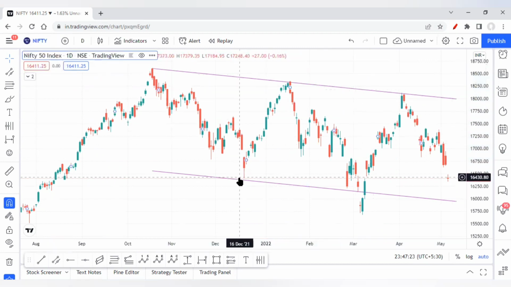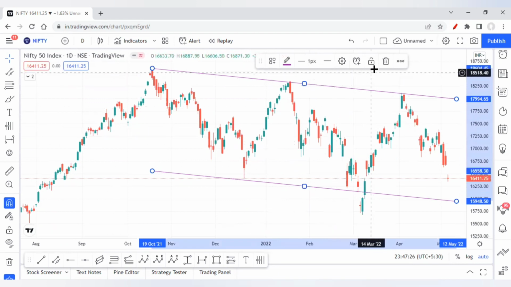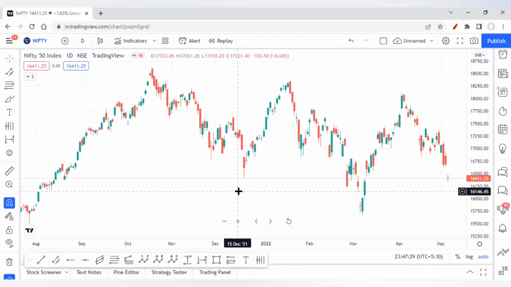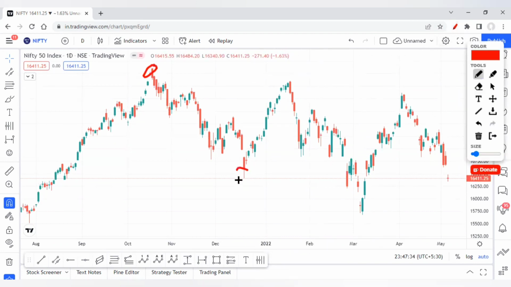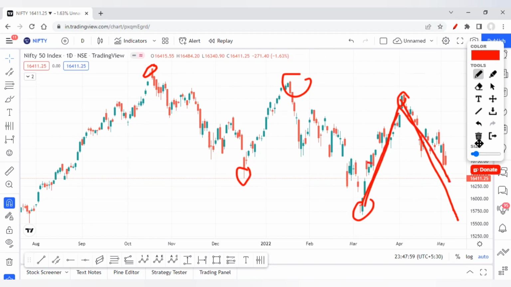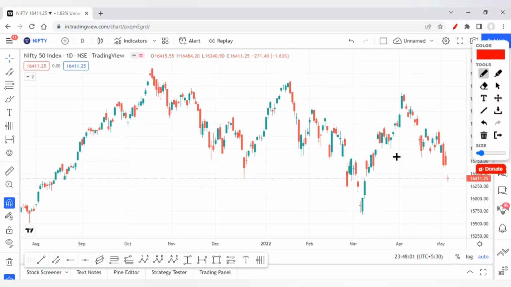Moving further, let me remove this channel. We see multiple swings here, right? This is one swing. This is a swing high, this is a swing low, swing high, swing low, swing high. So the market is forming lower lows and lower highs. This is the pattern it is following, and one more low is possible, based on Elliott Wave theory, and also this particular rally has been dropped more than 50%. So price action also suggests that we are going to drop more.